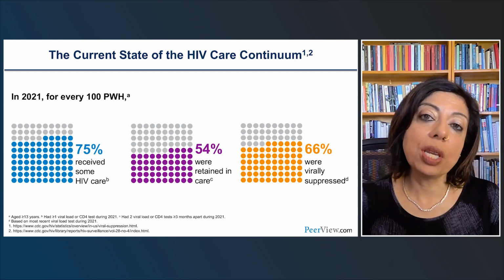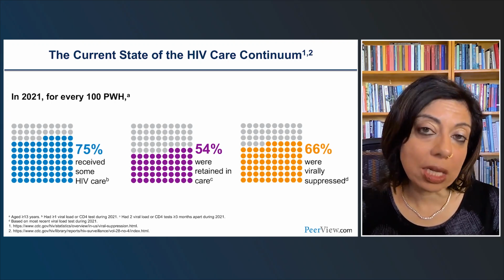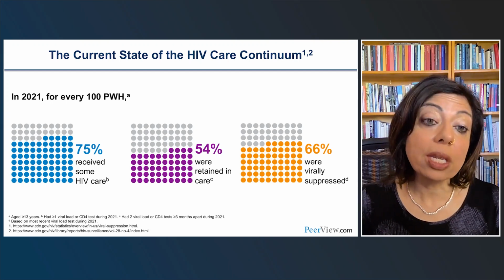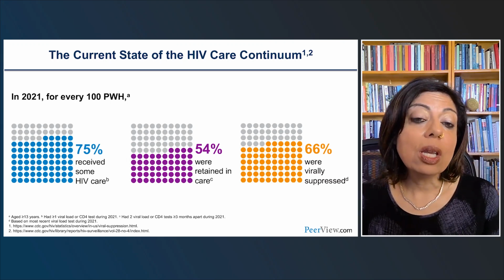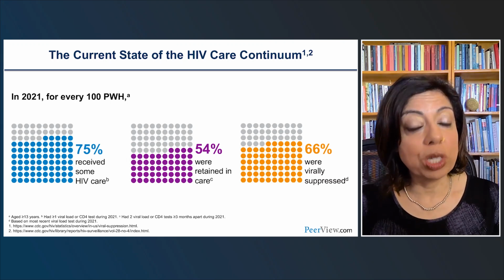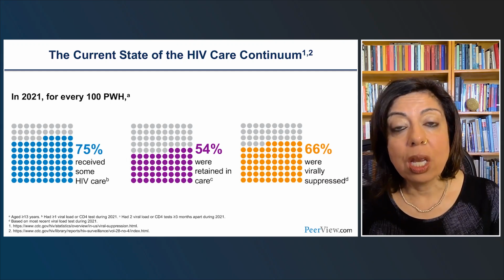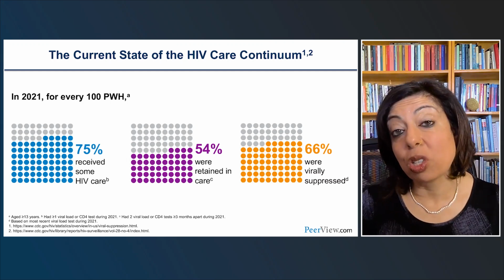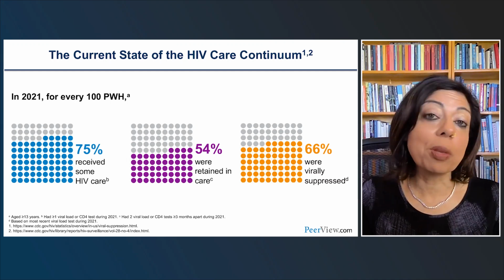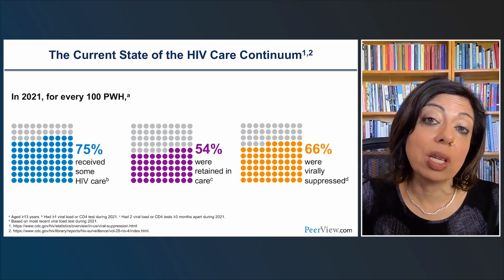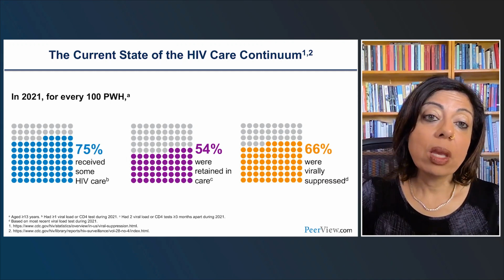So in terms of the current state of the HIV care continuum in the United States, we're definitely not where we need to be. In 2021, for every 100 people living with HIV, actually only 66% are virologically suppressed. This rate of virologic suppression is lower than many countries around the world, and a lot of this speaks to some of the barriers we have to care and engagement in care in the US.